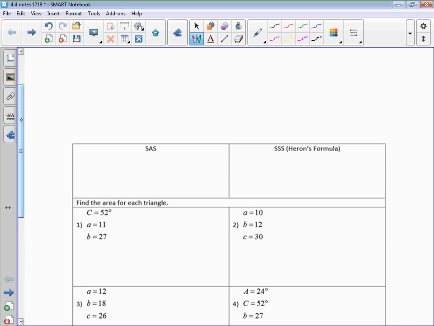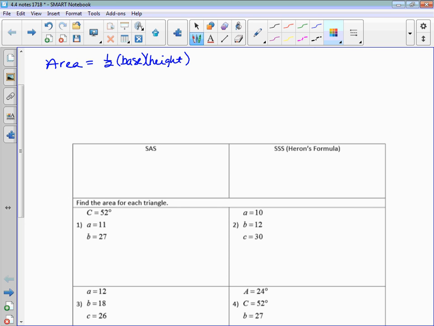Okay, so let's go back to what you know. You guys know how to find the area of a triangle, right? Base times height. Okay, one half base times height. We know this, correct? Okay.